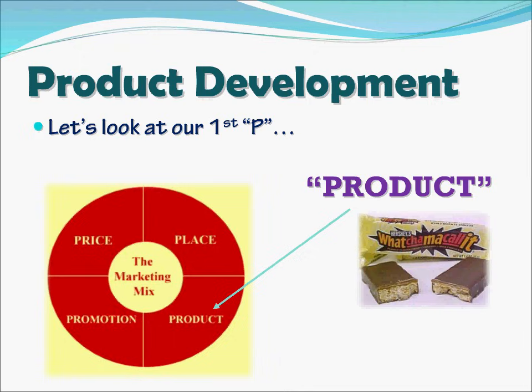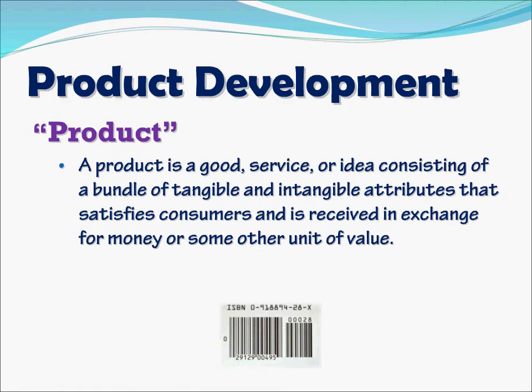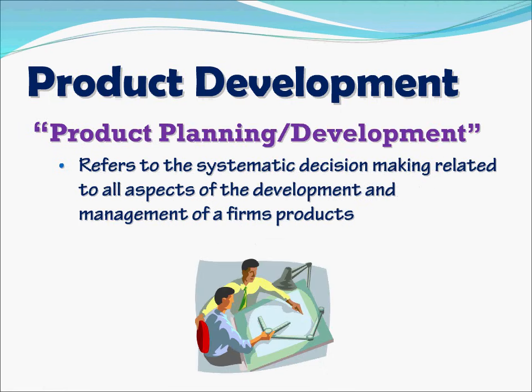Whatchamacallit? Now this is a product and it fits within the marketing mix of the 4 Ps. And a product can be a good or a service, even an idea, which consists of both tangible, things you can touch, and intangible attributes. Whether it is a good or a service or an idea, it's going to satisfy consumers in some way. It's going to satisfy their needs or their wants. And consumers will exchange money for your product or some other unit of value. And so product planning or product development are all about the decision making involved in creating this service, this good, this idea, the tangible and intangible aspects.